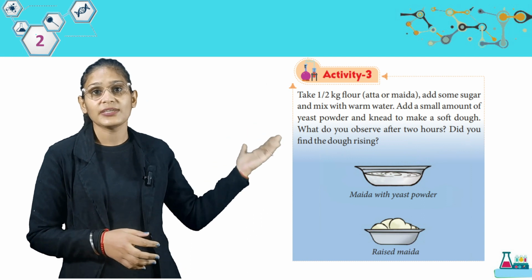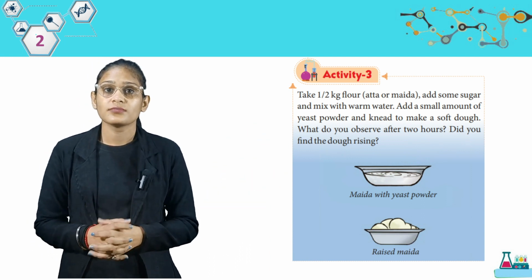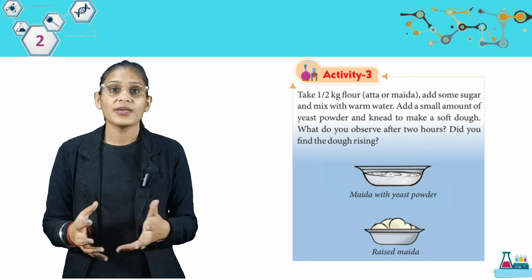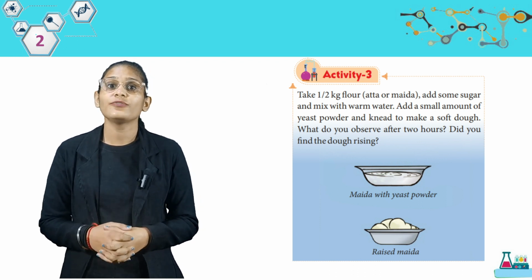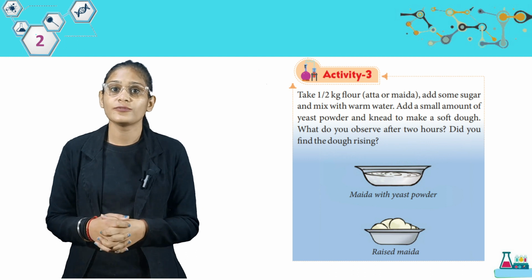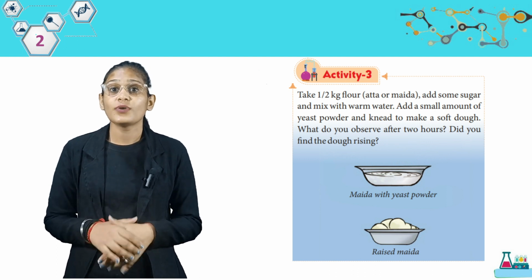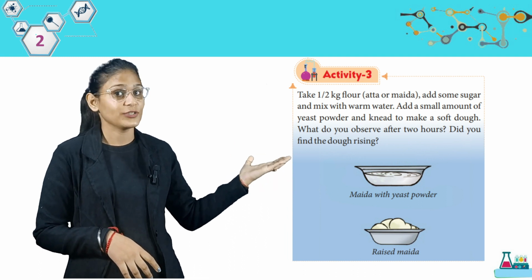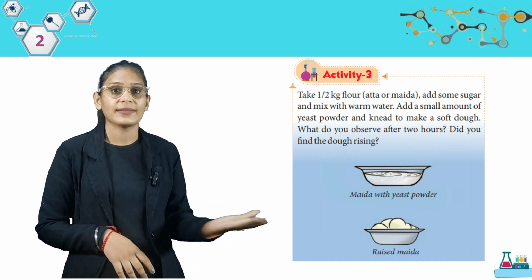Activity 3. Take half kg flour, atta or maida, add some sugar and mix with warm water. Add a small amount of yeast powder and knead to make a soft dough. What do you observe after 2 hours? Did you find the dough rising? Look at the picture, student. We have maida with yeast powder, and raised maida.